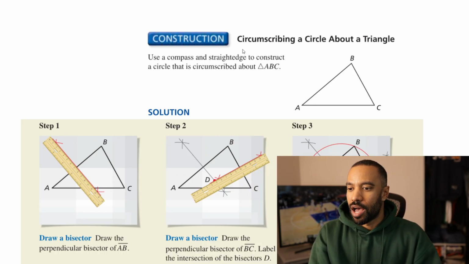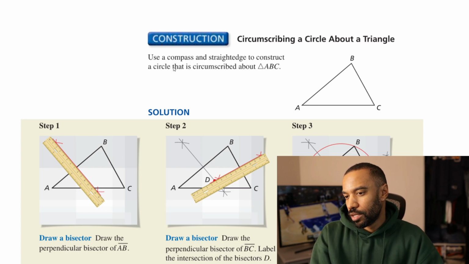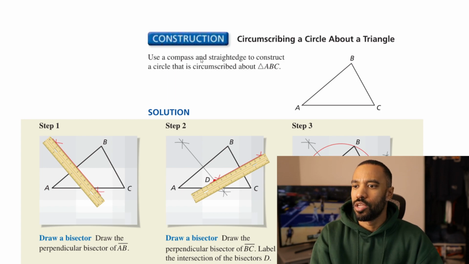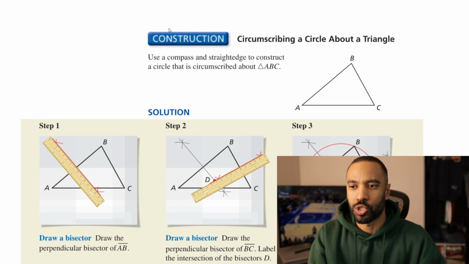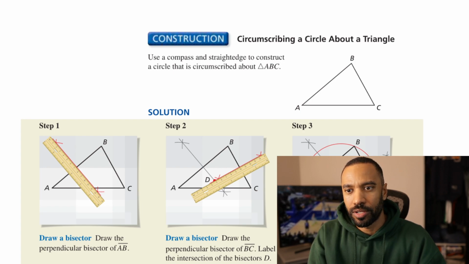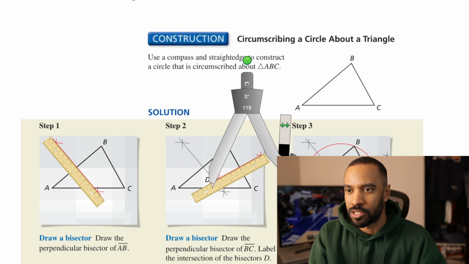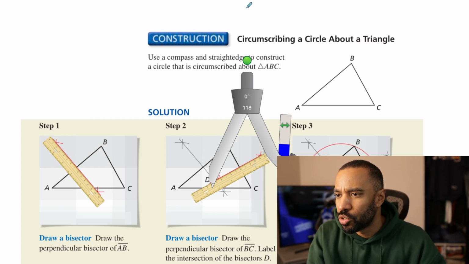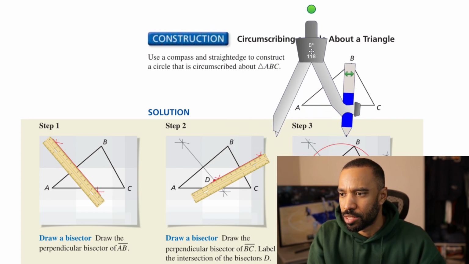Okay, they talk about compass construction here. Do we want to do this? Yeah, sure, let's do it. Use a compass and straight edge to construct a circle that is circumscribed about triangle ABC. So I'm going to go ahead and play with the compass construction. This kind of is a problem in and of itself. So let's have some fun with it. I want to change the thickness of it. Maybe I can't. Maybe that's the thickness I have to work with.